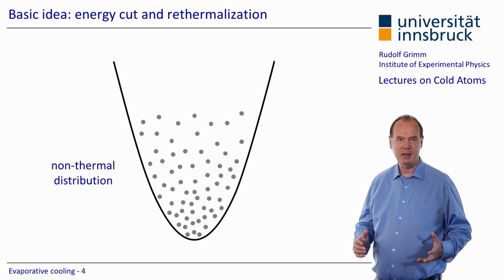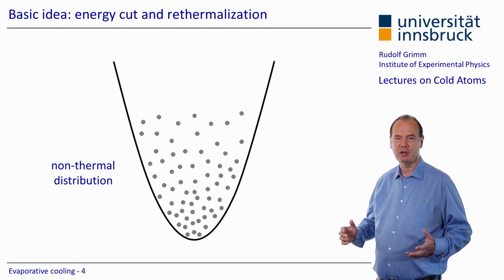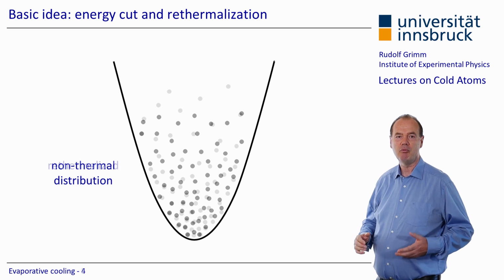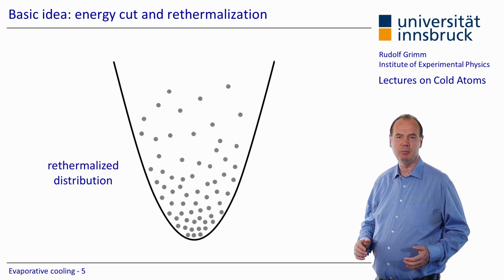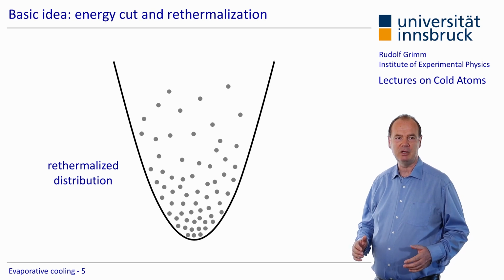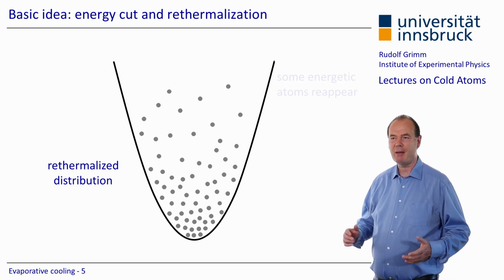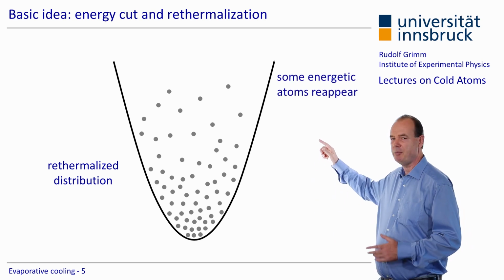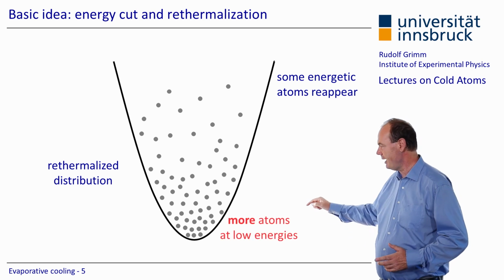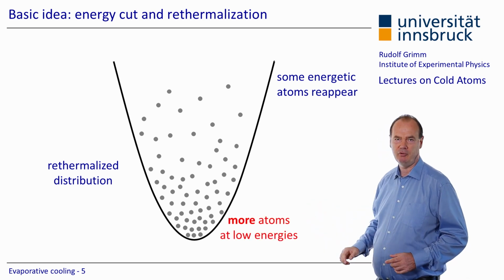Now we wait some time without applying the energy cut so that many elastic collisions can take place and re-establish thermal equilibrium. The total energy does not change in this rethermalization process, but the energy distribution again becomes a thermal one. This makes some energetic atoms reappear and, most importantly, produces more atoms at low energies.